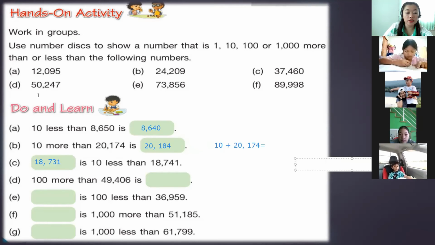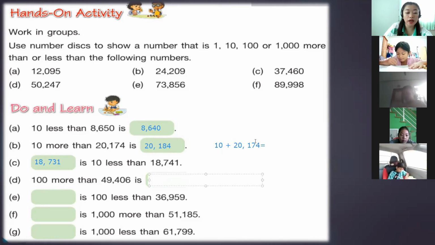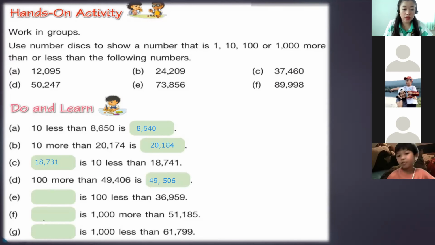Okay, so let's proceed to letter D. 100 more than 49,406 is, we have here the words more than. So 100 plus 49,406 is equal to, you add 100 to 49,406, it is equal to 49,506. Okay, so let's proceed to letter E.